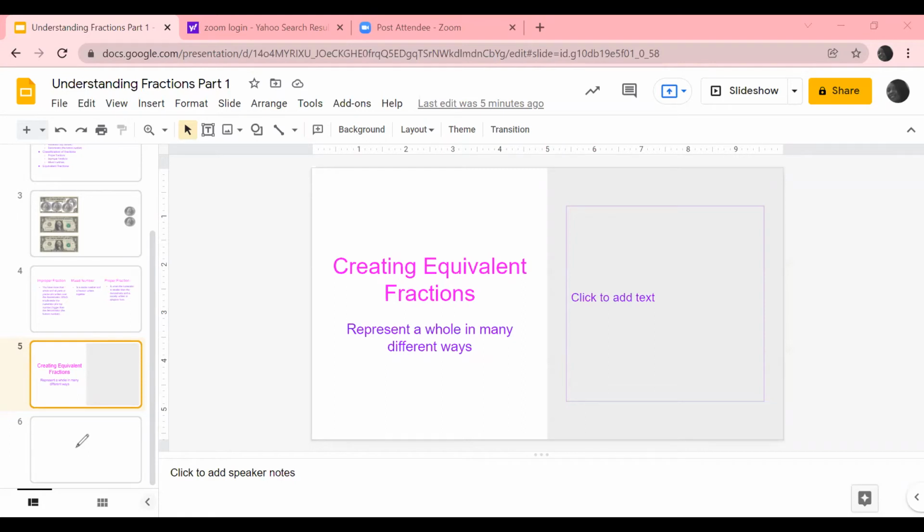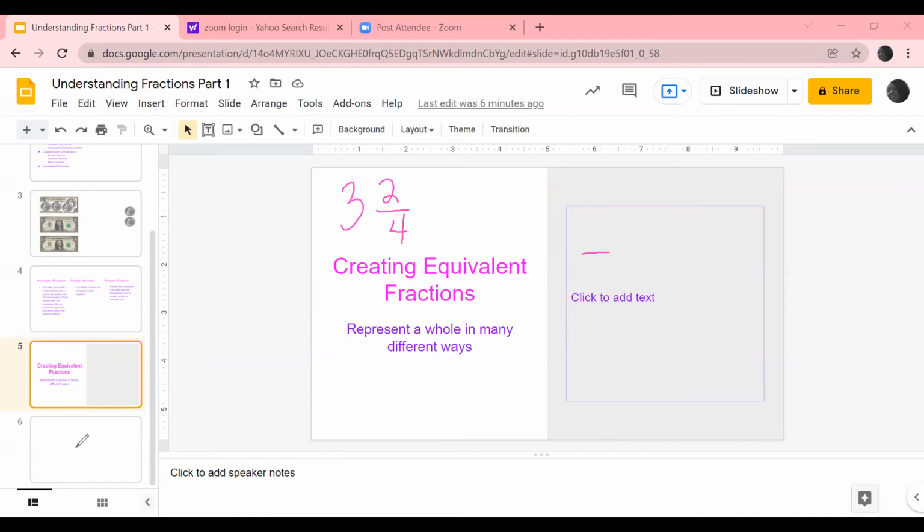I am going to refer back to the definition again, and I am going to talk about how we could break our whole dollar up into different pieces and represent that same amount of money a different way. Okay, so the first time we broke it up into quarters. So we had 3 2/4.